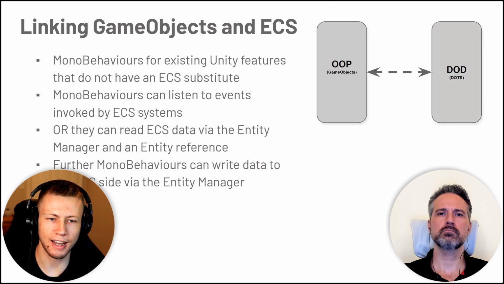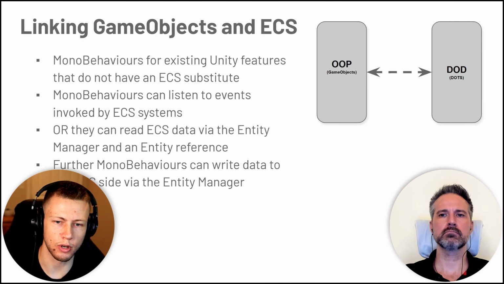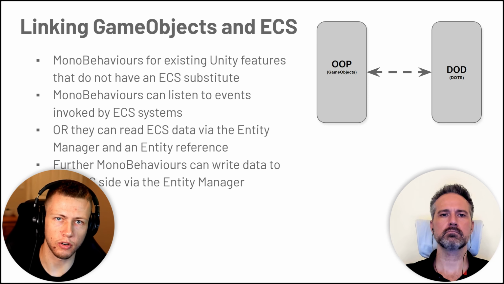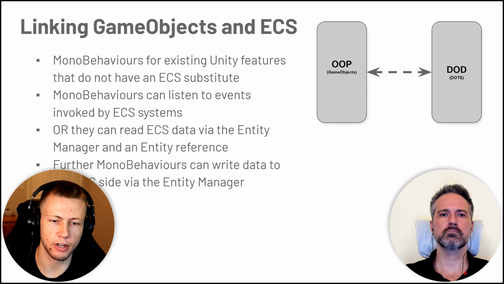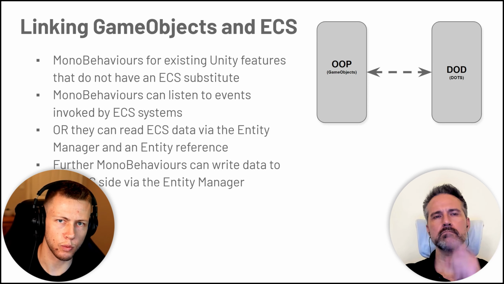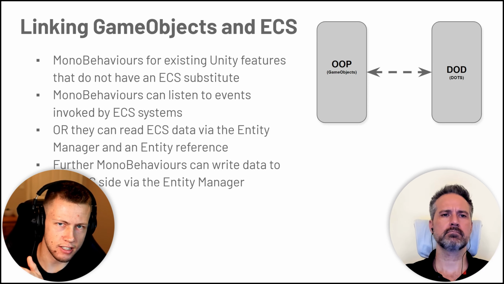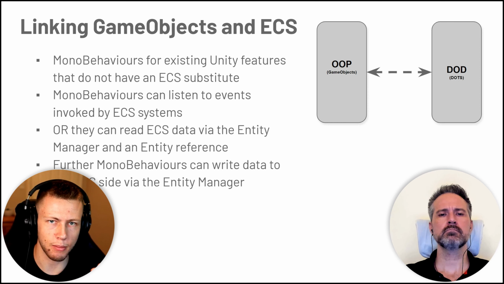So, just talking about how we might actually link game objects with entities. Typically we're going to use our regular Unity mono behaviors for Unity features that don't necessarily have their ECS substitute yet. And there are a couple of ways that we can make the ECS side talk to the game object side. That's the way we need to think about it: the ECS side is separate from the game object side.